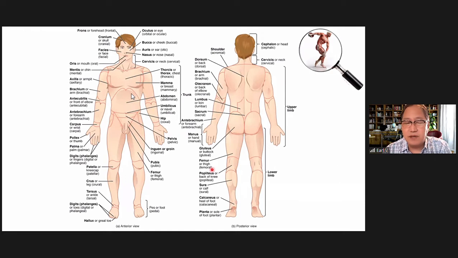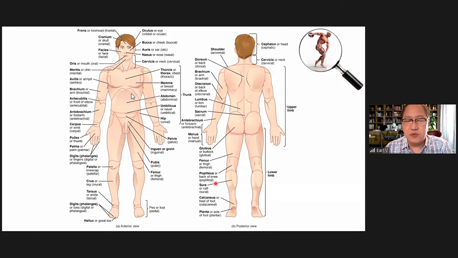Anterior carpal region. Pag anterior, ito yon. Pag sinabing carpal, wrist yan. Carpus. Wrist, carpal. So this is the anterior carpal region. So the anterior will be used as kahit nakahiga ka, alam mo, anterior pa rin yan. That's why you have to imagine this always. Kahit naka-prone siya, alam mo kung saan yung anterior. I hope you understand my point.